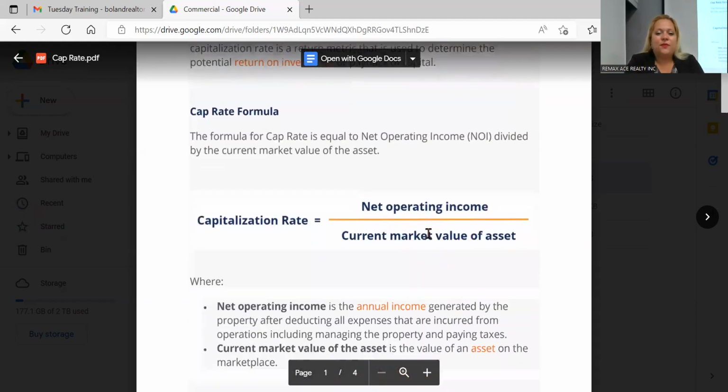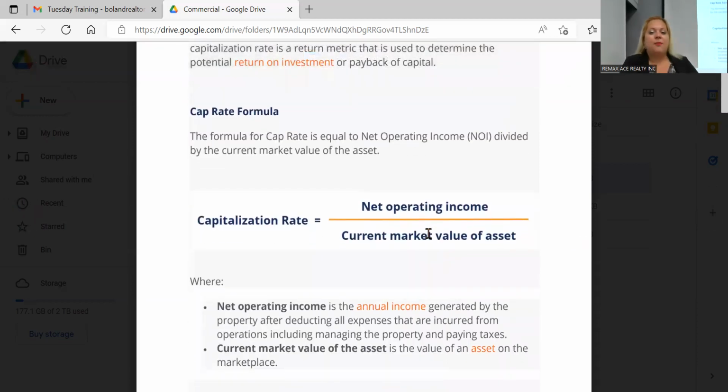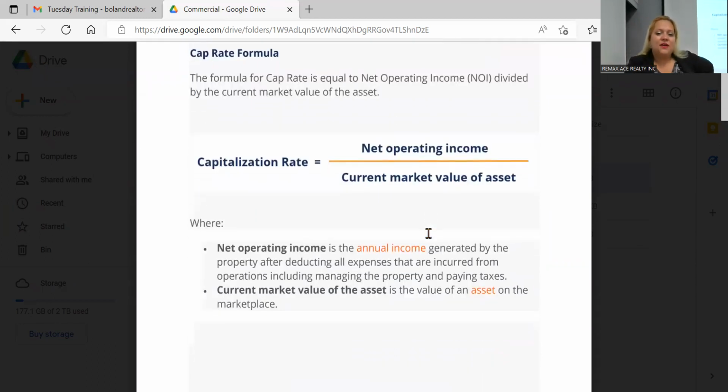Cap rate formula. The formula for cap rate is equal to net operating income divided by the current market value of the asset. Okay, so once you've taken all of those expenses and all of that income coming in, and you figure out what the net operating income is, you're now going to take the net operating income and divide it by the current market value of the asset. So what does that mean? That's the purchase price, right?